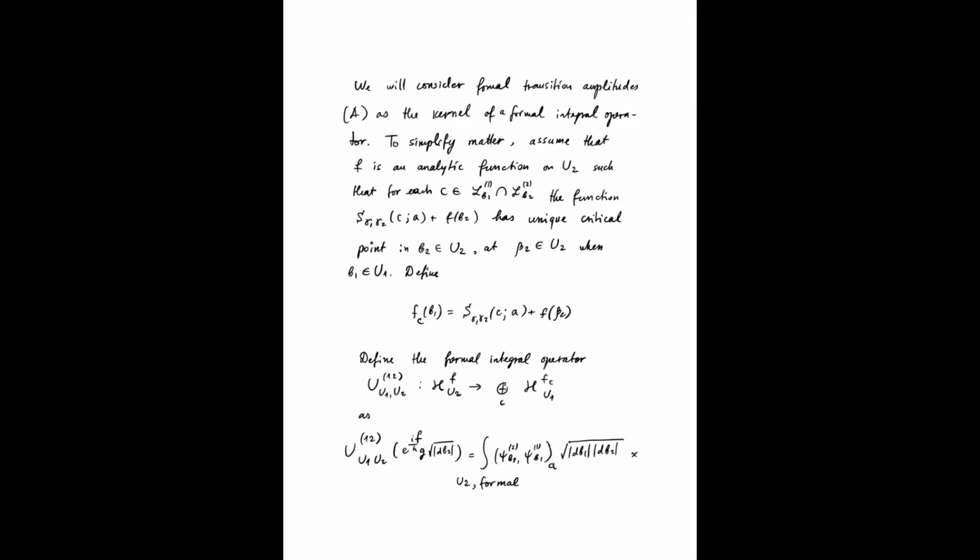Let's just assume that f is an analytic function on U2 such that for each intersection point this function has a unique critical point, at beta 2 when B1 is in U1. All these assumptions are simply here because the number of critical points can vary when we vary B1 and B2. And then this sum will be a little bit problematic because in this space we vary the arguments. So all these assumptions about U1, U2, U are just assumptions to stabilize the number of critical points and to identify the critical points for various values of B1.